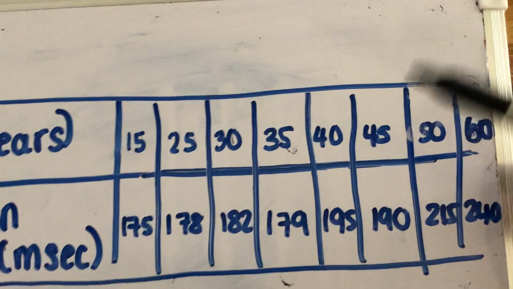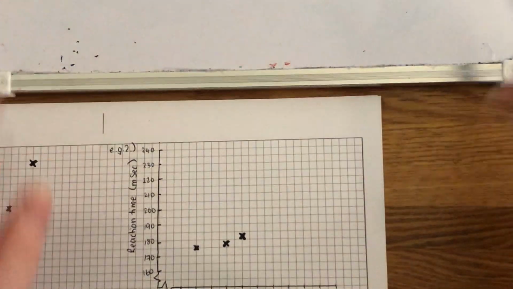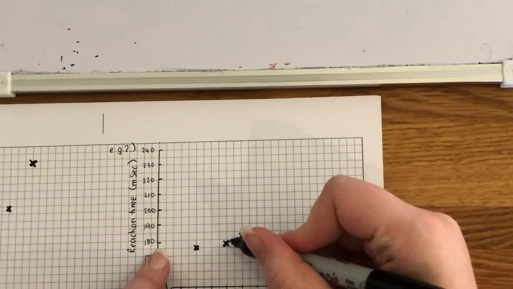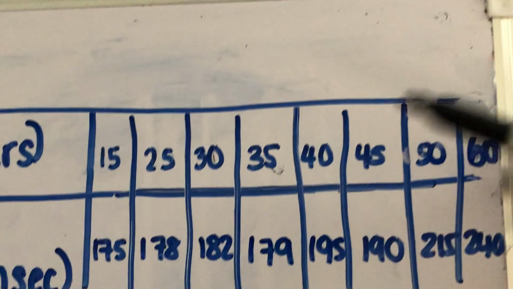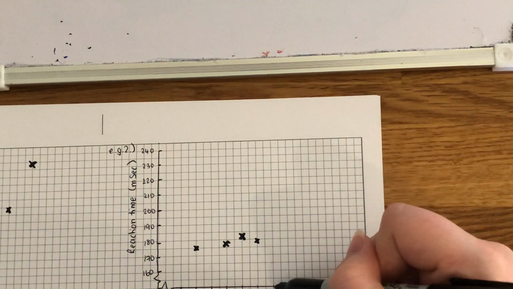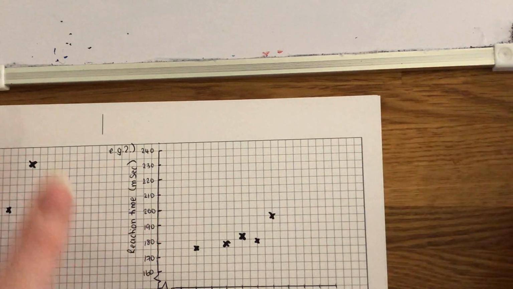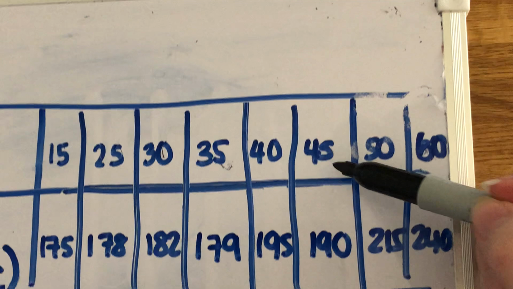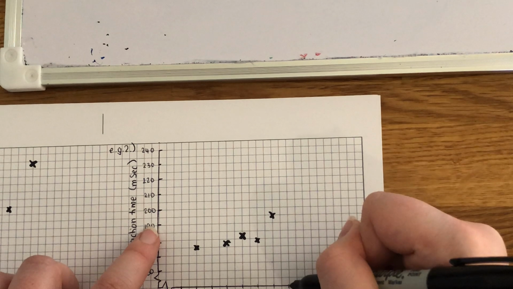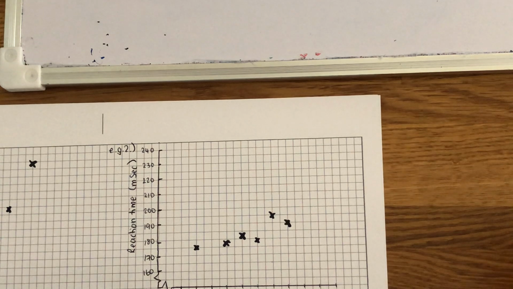Okay. Number 4, 35 years and 179. So 35, 179, roughly there, slightly higher than that one. Okay, next one, so we've got 40 years old and 195. So 40 and 195 would be there, so we've gone up a little bit. Okay, 45 and 190. It's just making sure that you keep the pairs together. Otherwise it's not going to work.